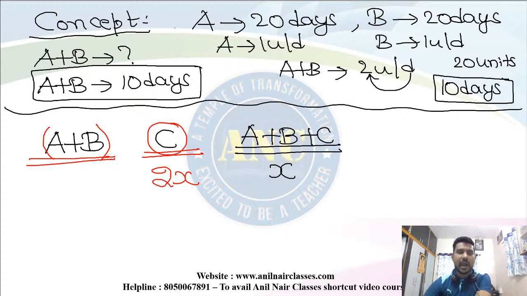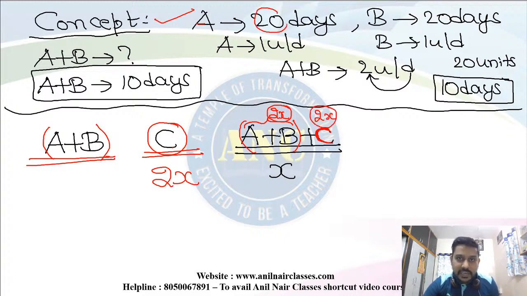Now, according to the above concept, I am considering A and B as one single entity. C is taking 2x days. So, if C is taking 2x days, these two should also take 2x days. See, it's something like this. A is 20 days, B is 20 days, together is half of 20, which is 10 days. A plus B is 2x days, C is 2x days, together A plus B plus C will be half of 2x, that is nothing but x days.